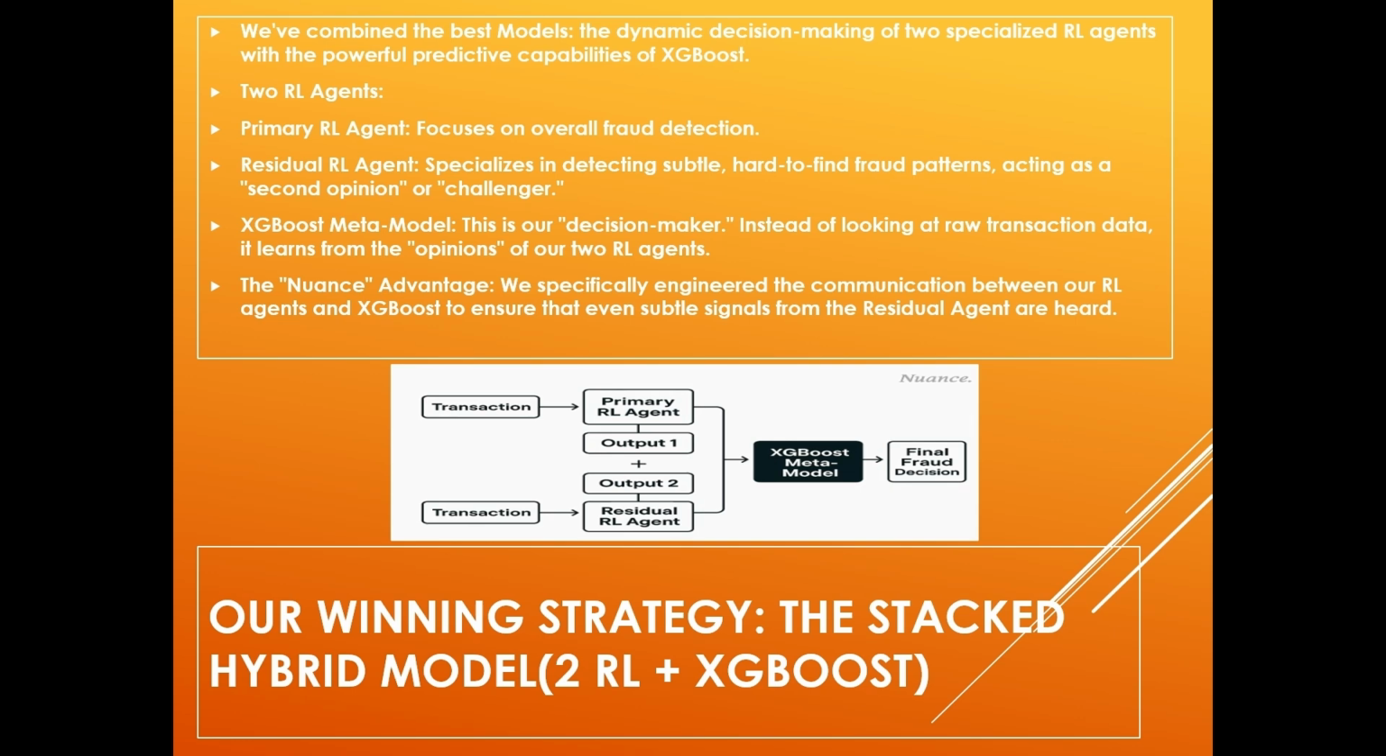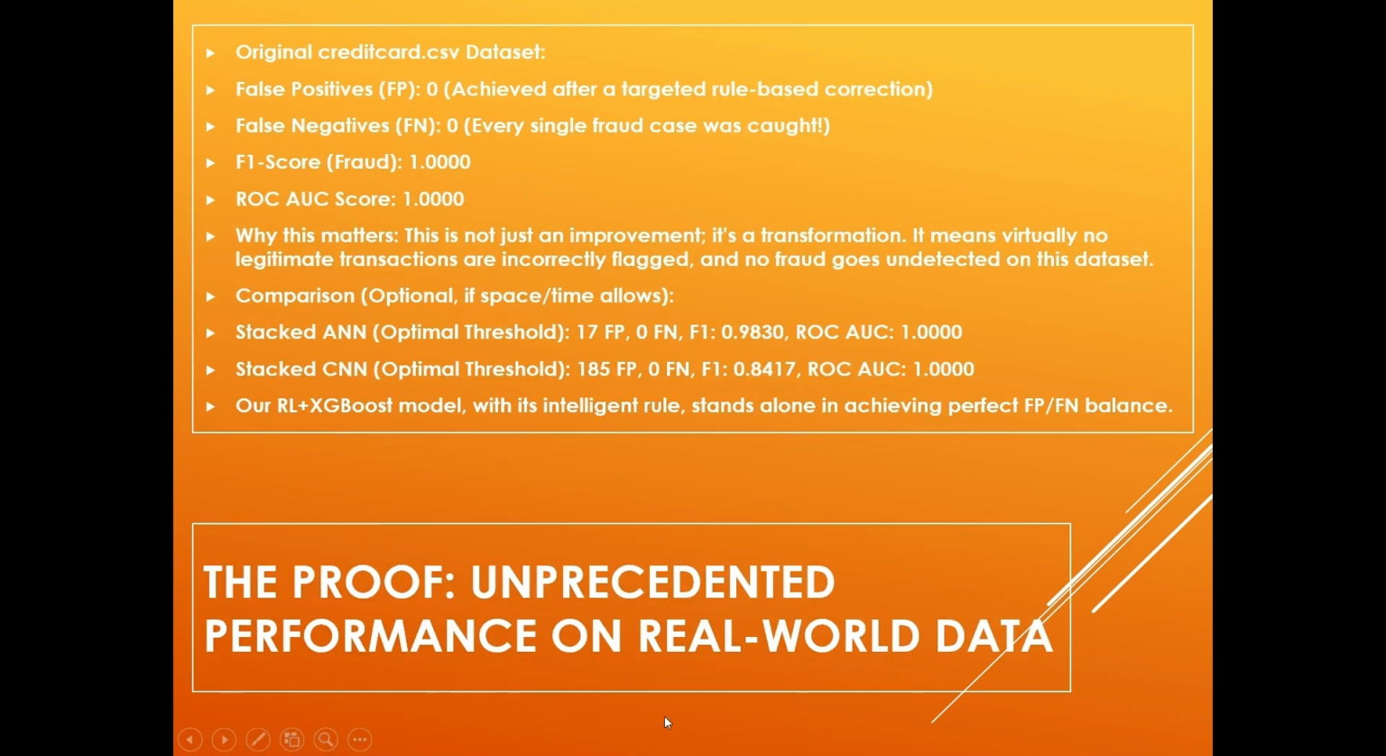Okay, let's move on. So yeah, this is the critical slide, the proof, because it has the stats. We have the stats of all our stacked models. You can see the performance now. If you look here, the stacked ANN, our artificial neural network model that I have again fine-tuned, shows zero false negatives, no fraud missed, but there are 17 false positives.